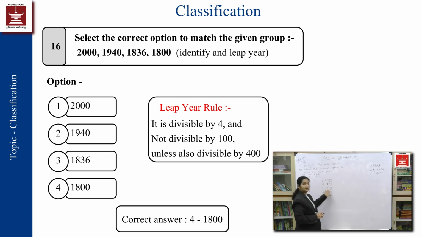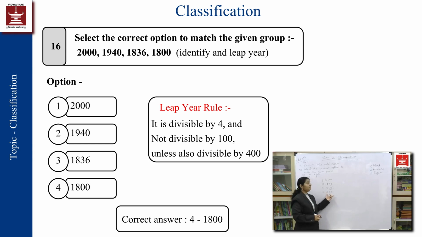1940, 1836, these are leap years. 2000 is also a leap year. Only 1800 is not a leap year. Rather, 2000 is also not a leap year. There's a different reason for it. We'll go for a different answer over here. If I say that this is 1600, then 1600 is divisible by 4. So when there are 3 zeros, they are supposed to be divided by 4000.